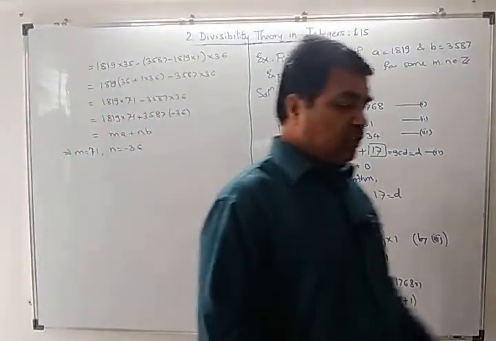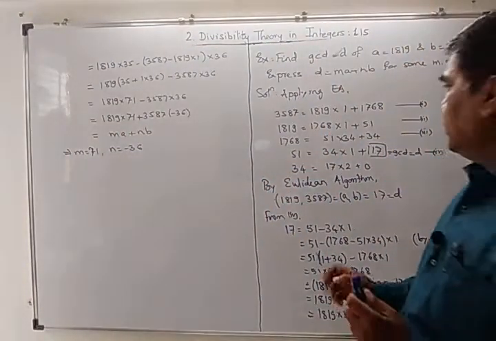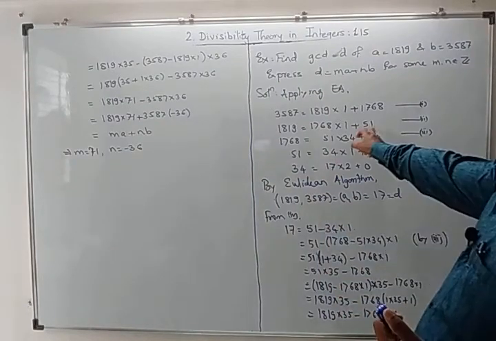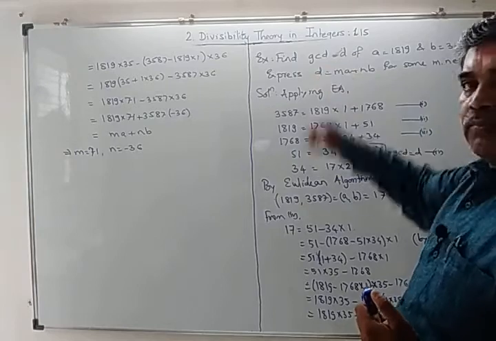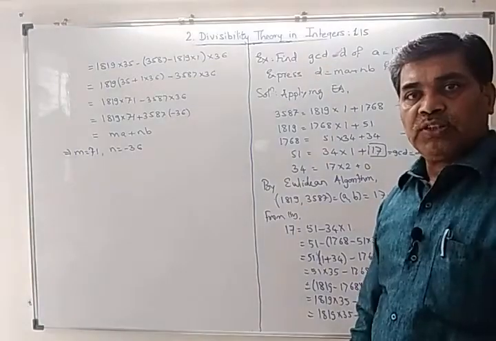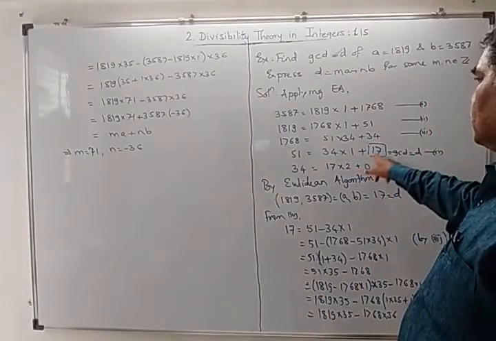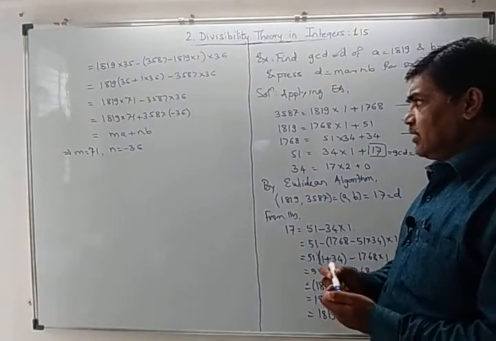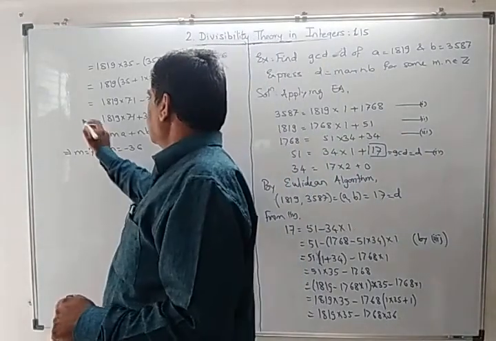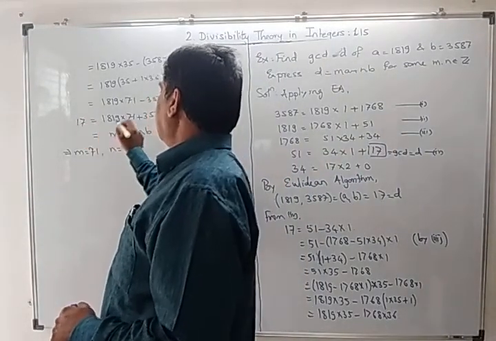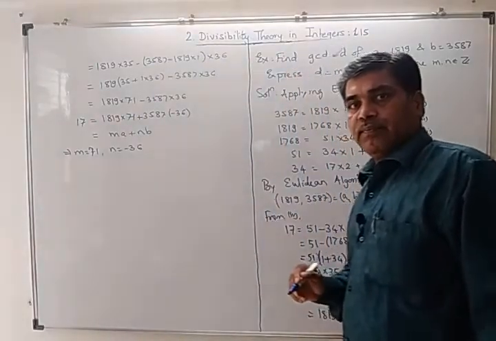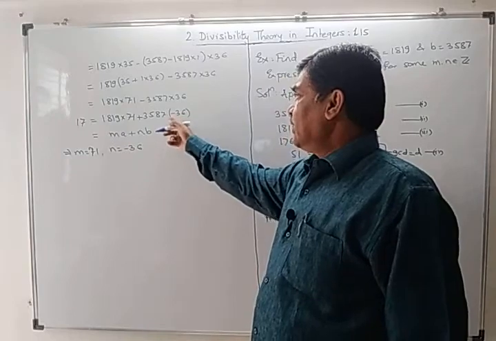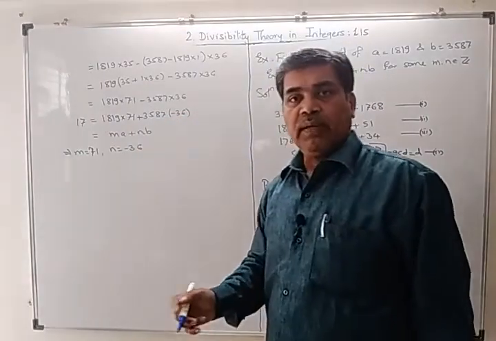So this is the application of the division algorithm. Now in an exam one can ask the question: express 51 as a combination of those two numbers. After getting 17 equal to this, multiplying it by 3, we are getting 51 there. And then multiplying this by 3, we are getting the corresponding values of M and N.